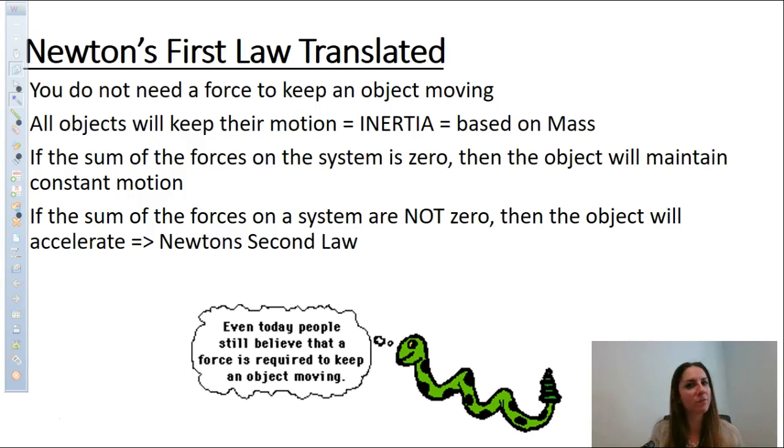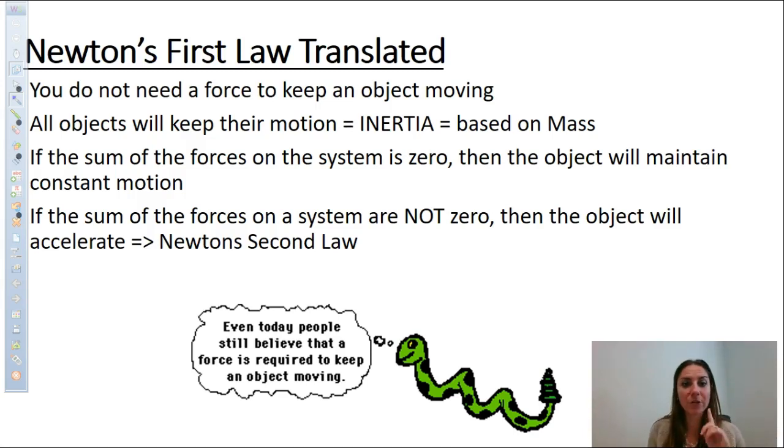But imagine if that weren't true. If Newton's law wasn't true, if you take your foot off the gas, then your car will come to a complete stop, which would be pretty interesting in driving. Or if you stop pedaling your bicycle, you would come to a complete stop. But we don't see that. We see that if we stop pedaling on a bicycle, that bicycle will actually keep going. It keeps its motion. So we do not need a force to keep an object moving.